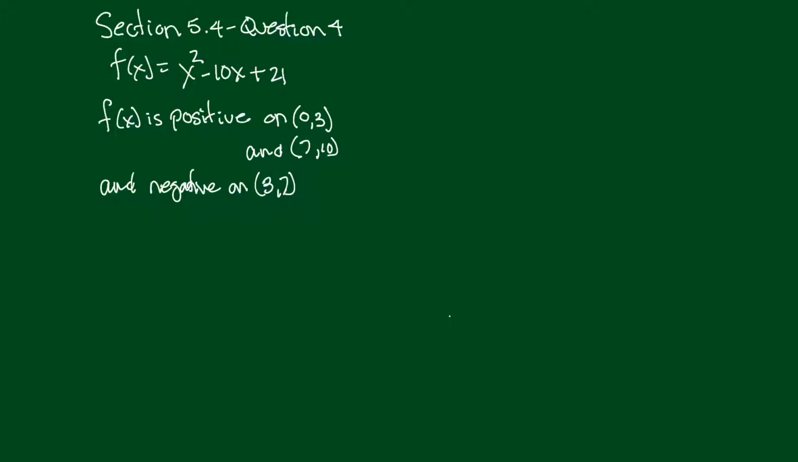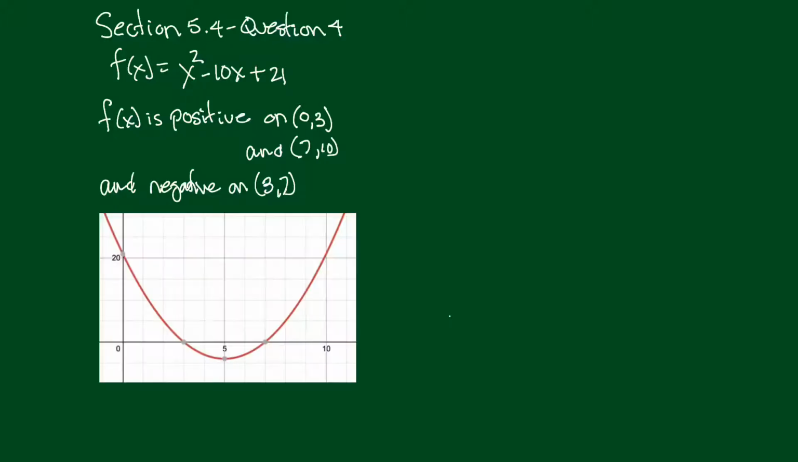Now, we don't have to do this because we're told the information we need, but I'm going to put a graph here so we can see exactly what we're looking at. So I popped in the graph, and as we go from 0 to 3, you can see that the graph lies above the x-axis, so the function is positive. Between 3 and 7, the graph lies below the x-axis, so the function is negative. And then again, from 7 all the way to 10, the graph is above the x-axis, so it's positive.